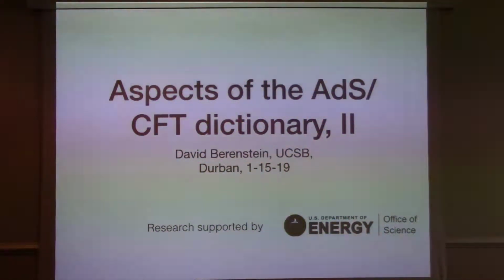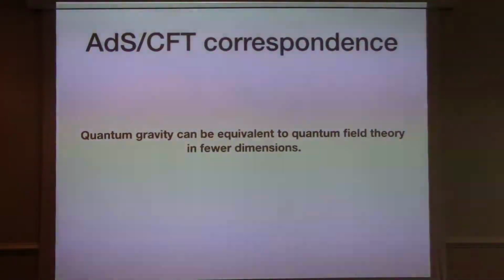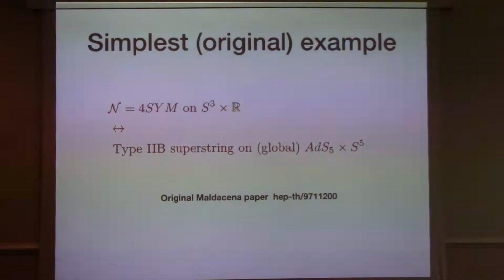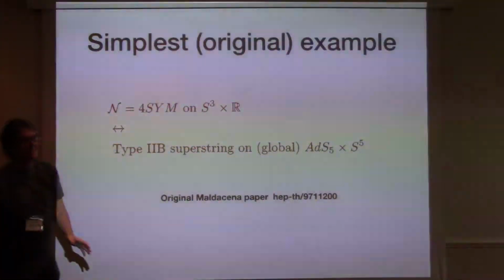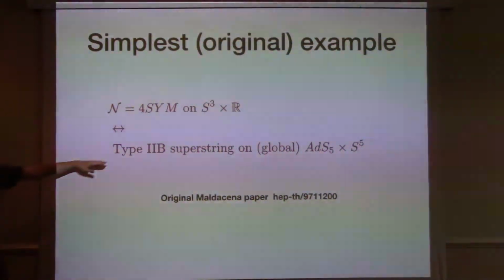Today we're going to talk about one concrete example. We're going to talk about AdS in a particular version and CFT in a particular version. And then let me remind you that this is this very mysterious thing, that quantum gravity can be equivalent to quantum field theory in fewer dimensions. And then the simplest original example is the one we all love, which is N=4 Yang-Mills on, and now I'm being careful here because I'm going on the cylinder, is equivalent to type IIB superstring on what's called global AdS5 cross S5.